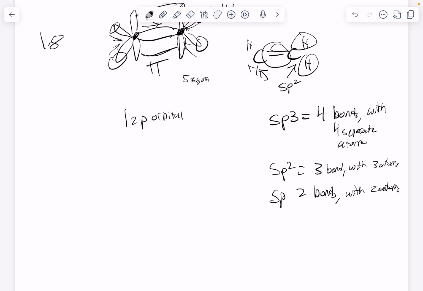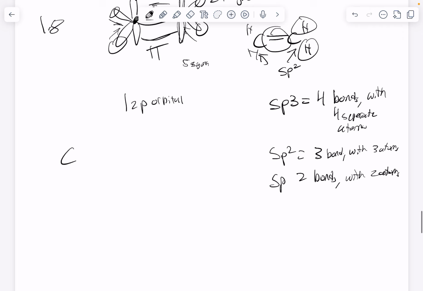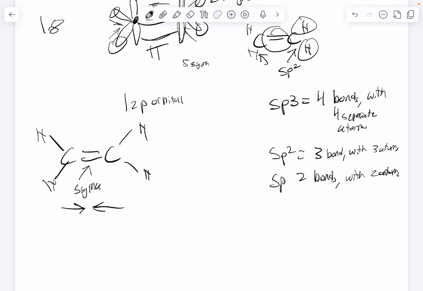And yeah, so let's just talk about ethylene one last time. When an sp2 carbon, a carbon that's bound to 2 hydrogens, binds with another sp2 carbon, it forms a sigma bond, and that just means it's head to head. And it's the same thing here, head to head.